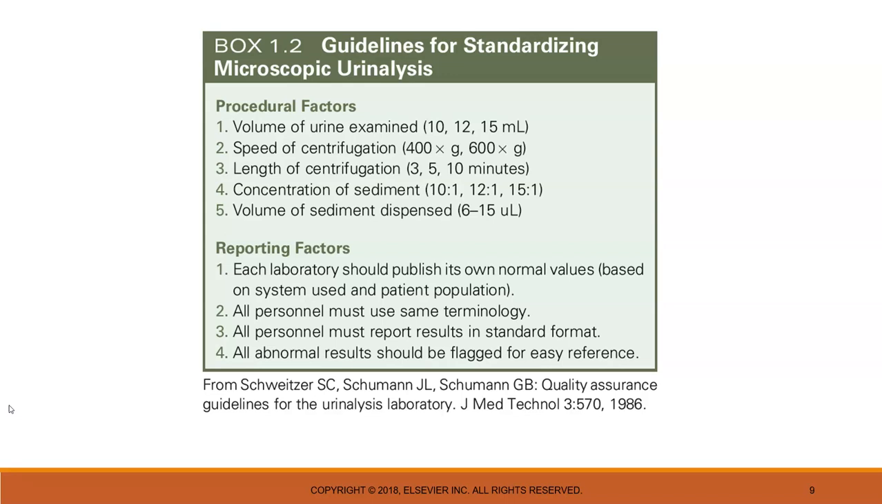So some of the procedural factors that may affect the standardization is the volume of urine examined. We usually, are you going to do 10, 12, 15 mLs to spin down? The speed of your centrifuge has to be set at a specific speed. The length of time that the urine sample is centrifuged. This lab may do 5 minutes, this lab may do 4 minutes, but it may be because their centrifuge is slightly different. The concentration of the sediment that's examined, the volume of sediment dispensed.